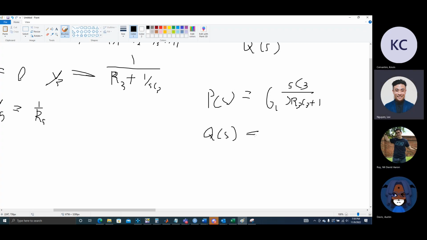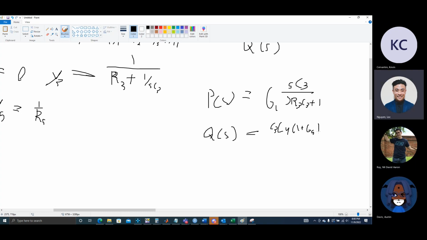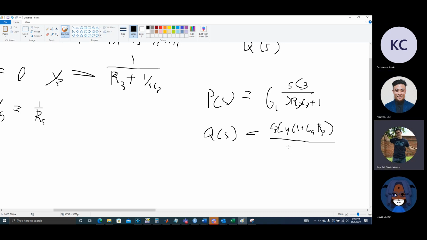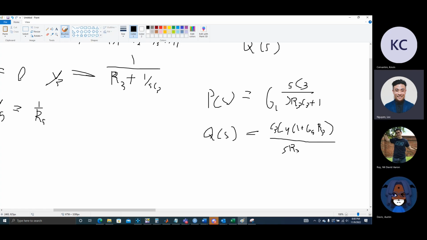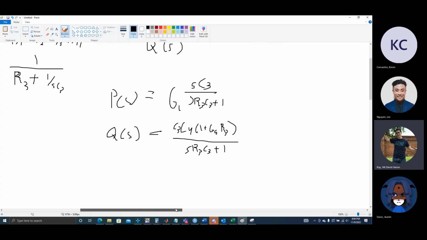But it turns into the form C3 C4 times 1 plus G5, R3 divided by S R3 C3. He's using G's and R's. Like, that's why I don't do the algebra for this.